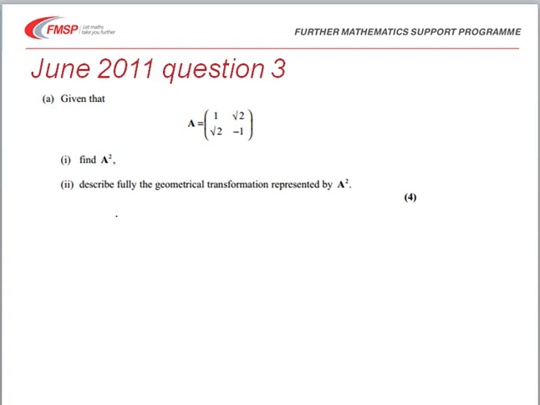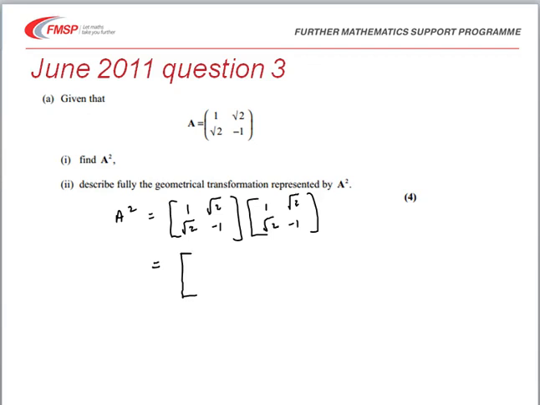Well, in the first part of the question then, A squared is equal to the matrix 1, root 2, root 2, negative 1 multiplied by itself, which is equal to taking the top line multiplied by the first column of the second matrix, is equal to 1 plus 2, and then the top line and the second column of the second matrix is root 2 minus root 2, so that one is 0.